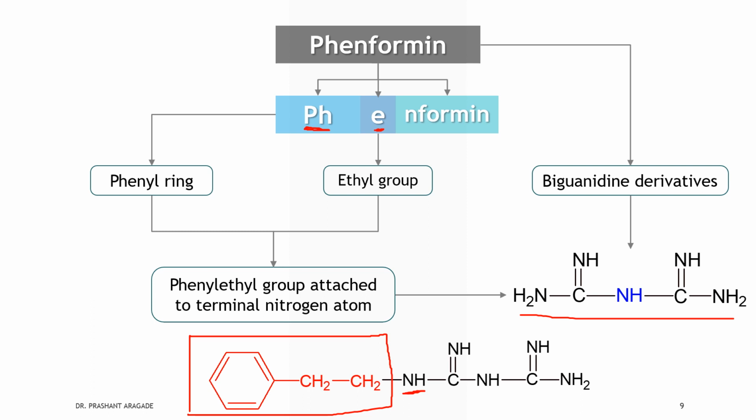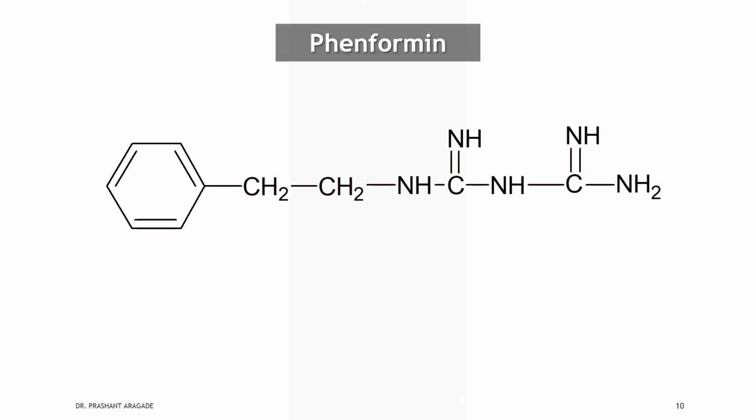And how do you remember it? Fenformin starts with Ph. Ph stands for phenyl ring, followed by E. E stands for ethyl group. So the phenylethyl group must be attached to the terminal nitrogen atom of the biguanide derivative. Then your structure will become fenformin. So this is the final structure of fenformin. I think it is an interesting way to draw the chemical structure of fenformin.